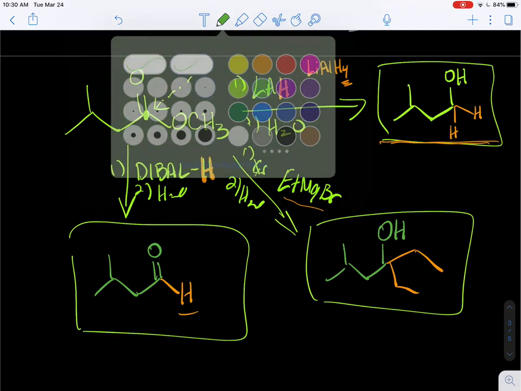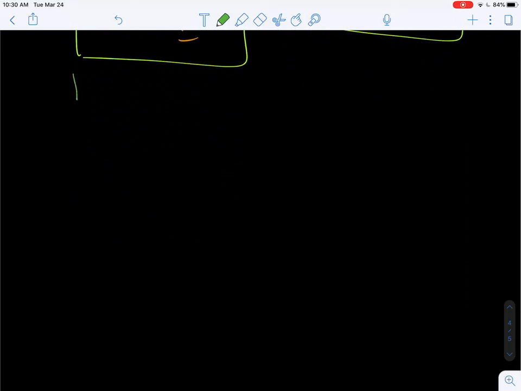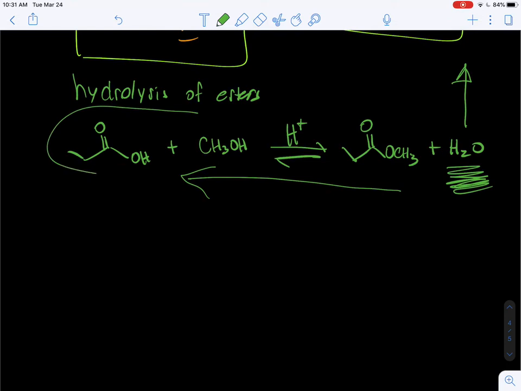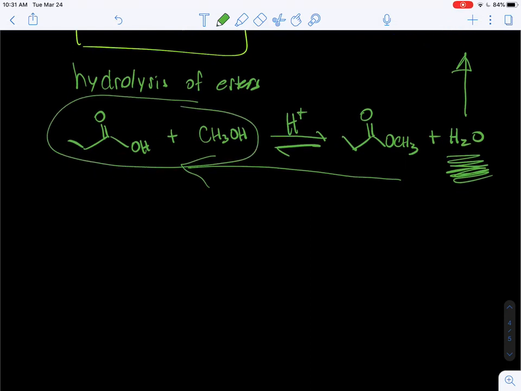Now, in the lab, we're going to be talking about hydrolysis of esters. And the idea here is that if we have a carboxylic acid and methanol, this is in equilibrium with the ester and water, and this is acid catalyzed. So if you think about Le Chatelier's principle, if you pump up the concentration of water and add a whole bunch of water here, you're going to shift this equilibrium to the left, and you're going to form a carboxylic acid and methanol as reaction products.